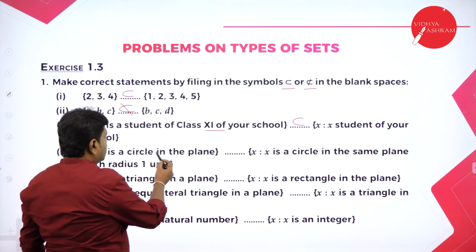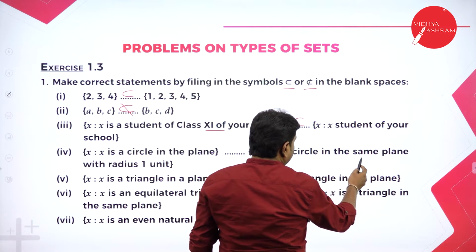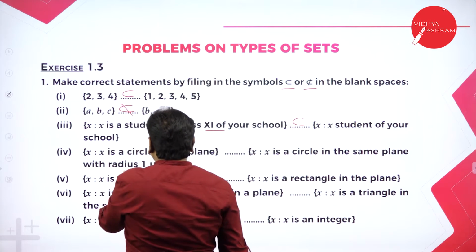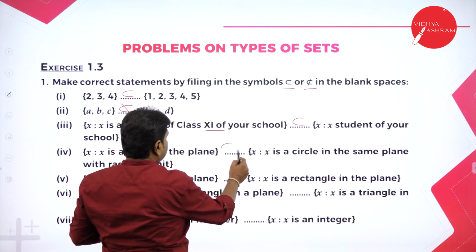Then X is a circle in the plane, and X is a circle in the same plane. This is a circle in any plane, this is a circle in the same plane. This is not a subset.